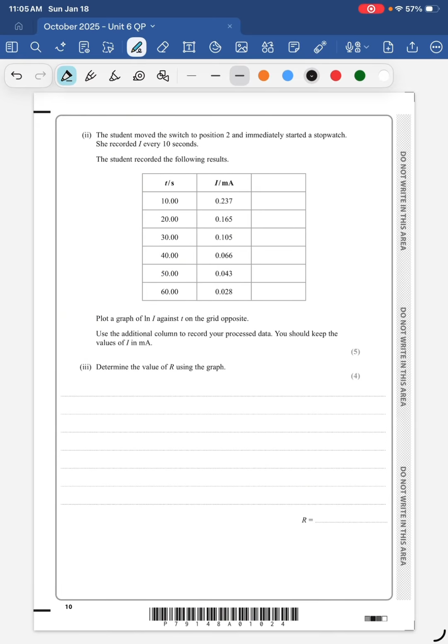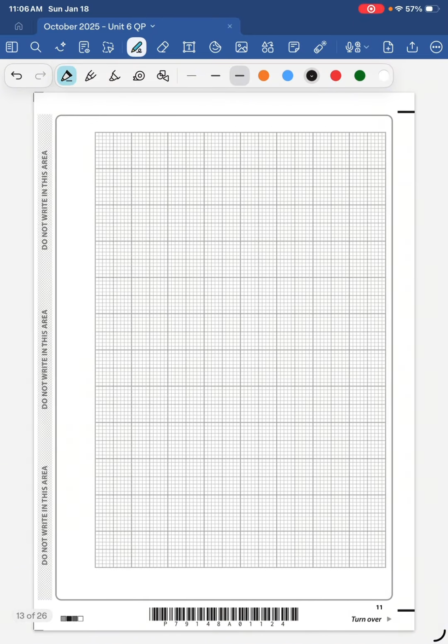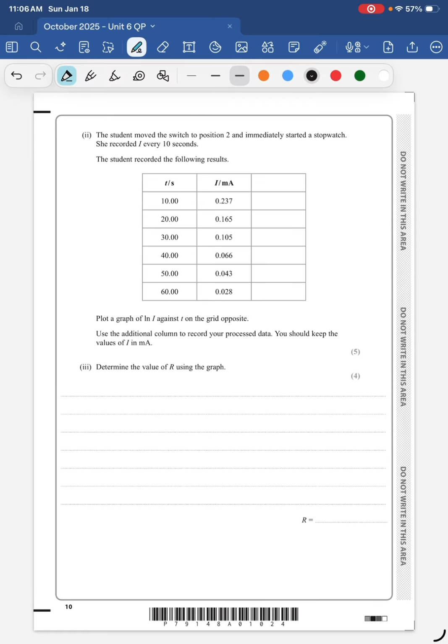Part 2, the student moved the switch to position 2 and immediately started a stopwatch. She recorded I every 10 seconds. The student recorded the following results. Okay, plot a graph of ln of I against t on the grid opposite. Use the additional column to record your processed data. You should keep the values of I in milliamps. All right, so let's call this ln of I in milliamps. Okay, let me see.